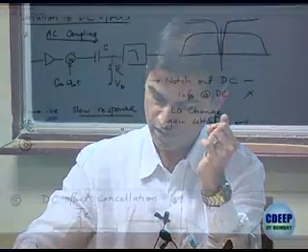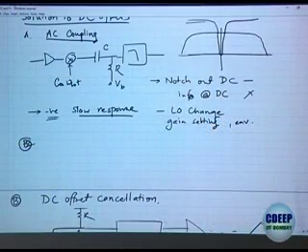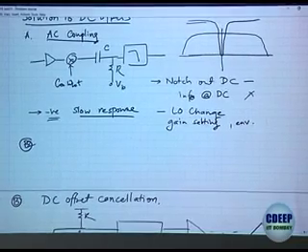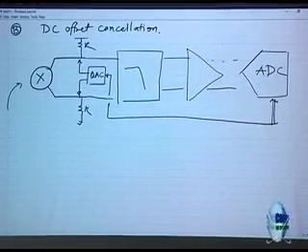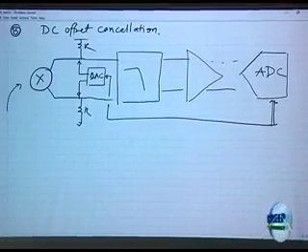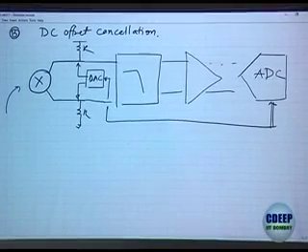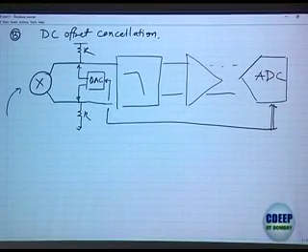So if you open the loop, what happens? There is no filtering action anymore, okay? If you remember this part earlier, the reason this happens is because you have a continuous low pass filtering action. But here, what I'm going to do is sense that there is an offset, and I'm going to correct for that offset using a DAC. And once I know the offset is corrected, then I will break the loop.